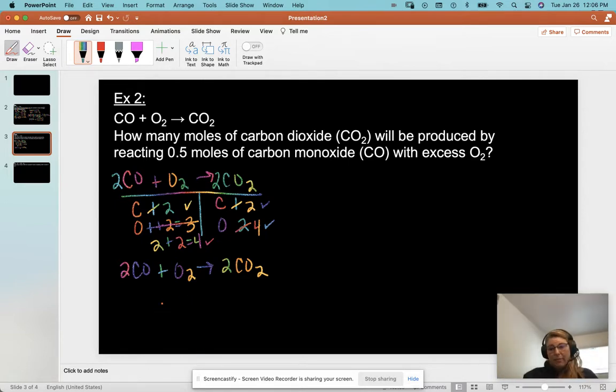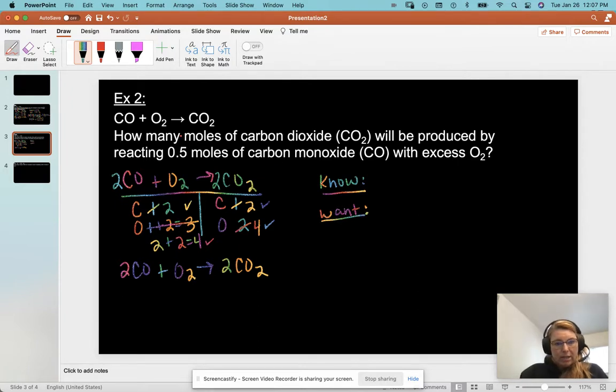And now that we have a balanced equation, of course, it's time for us to do the rest of the problem, which is to figure out the mole ratio. So we always want to figure out what do we know and what do we want to know. So first off, what do we know? Then what do we want to know?